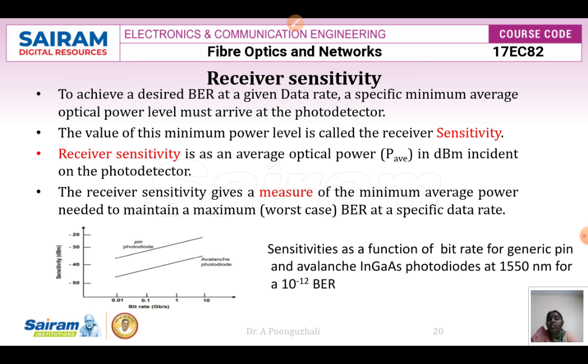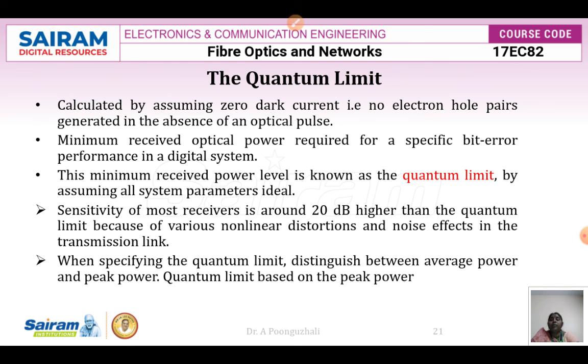So this is your sensitivity, where the sensitivity is going to be high in the case of the pin photodiode when I compare it with the bit rate, and this is for your avalanche photodiode. The quantum limit. This quantum limit is going to be calculated by assuming zero dark current. That means there are going to be no electron hole pairs generated in the absence of the optical pulse.